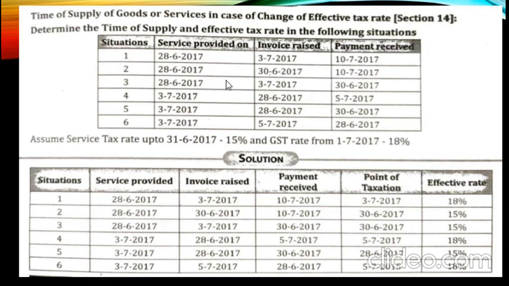Then the invoice date is given, then the payment date is given, and they have said to assume the service tax rate up to 30th June 2017 was 15% and the GST rate from 1/7/2017 was 18%. So the tax rate is changed from 15% to the GST rate of 18%. The date from when it is changed is given, that is from 1st July 2017 the rate of 18% was applicable. Now we will understand what the time of supply is.